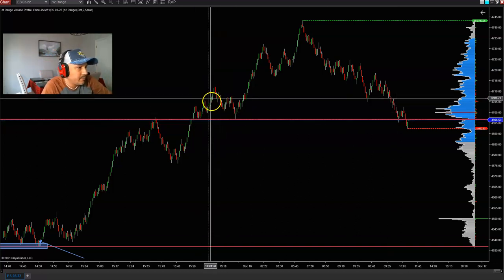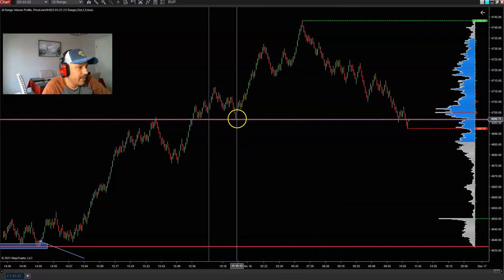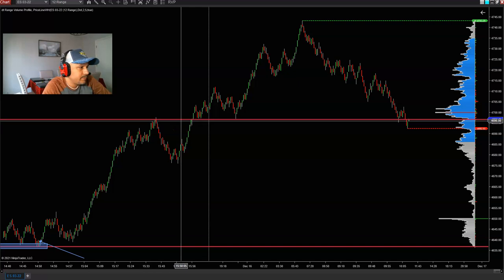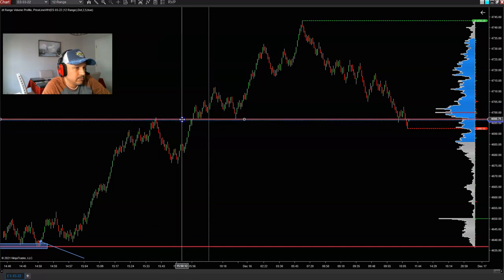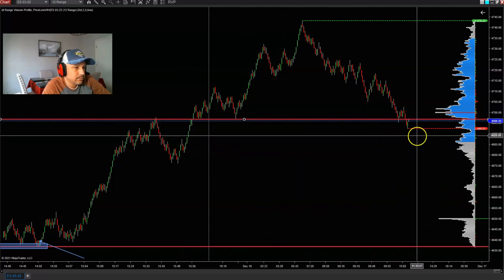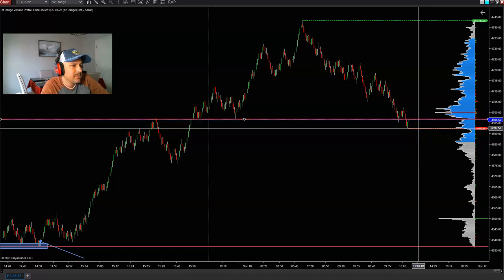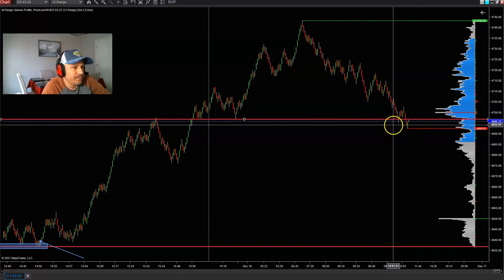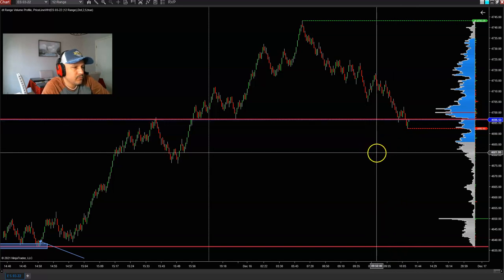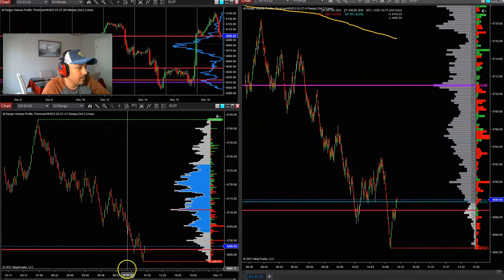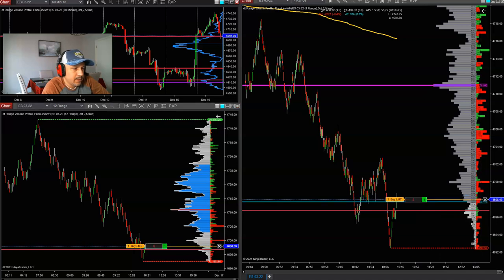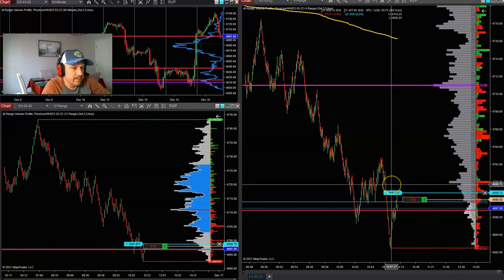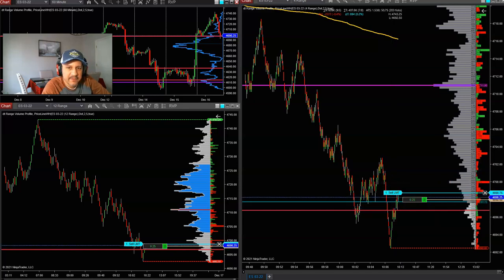Okay, price is breaking through this area here into this area here. Okay. All right. So let's see what happens. Yeah, we'll see what happens here. Okay. I'm going long because price can come up to this area right here at 69, 75.